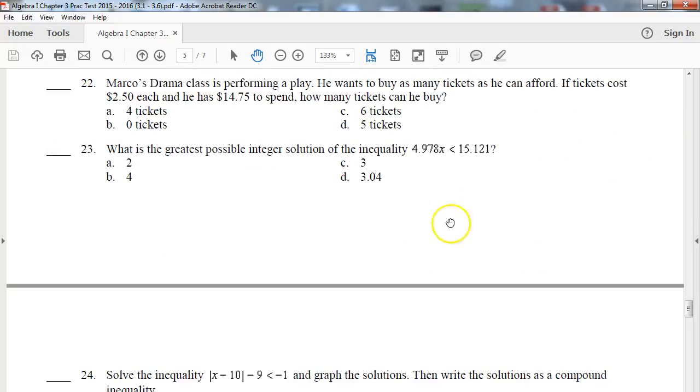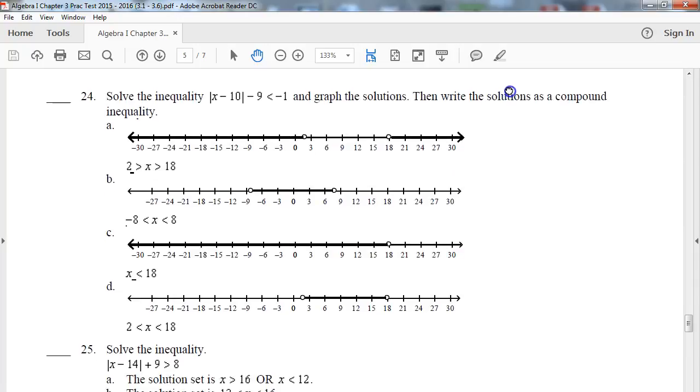Number 24, solve the inequality and graph the solutions. Then write them as a compound inequality. This is an absolute value inequality that we've done most recently. And we know that with any absolute value anything, we have to isolate that absolute value before we can start looking for actual solutions. So we need to add 9 to both sides, which gives us absolute value of x minus 10 is less than 8.